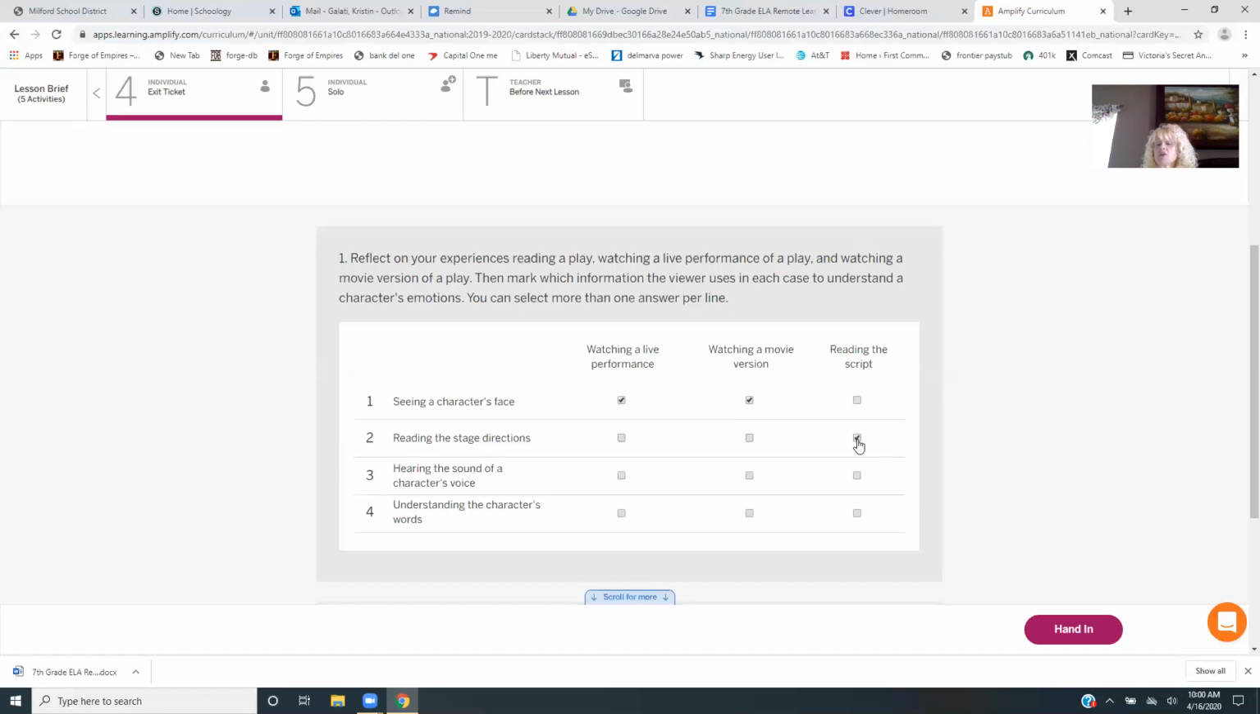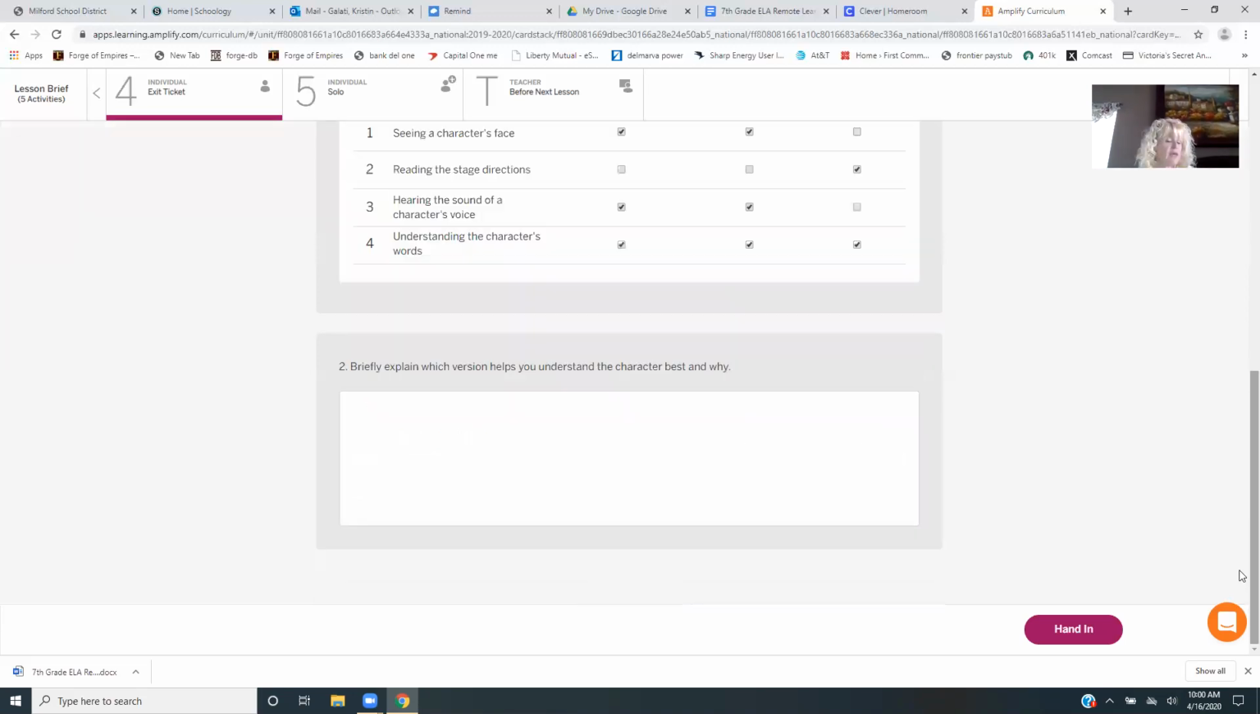Hearing the sound of the character's voice. You would definitely hear it in a live performance and a movie version. Understanding the character's words, that would probably be all three when you understand what the character is saying. Okay. So number 3 is the first two, and number 4 would be all three. Does that make sense to you?